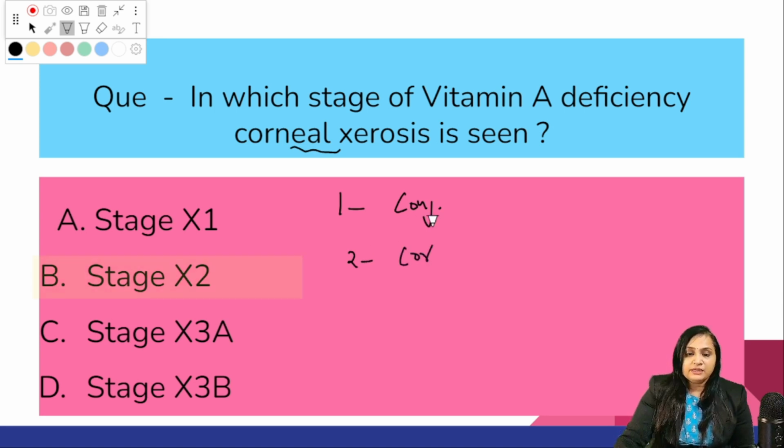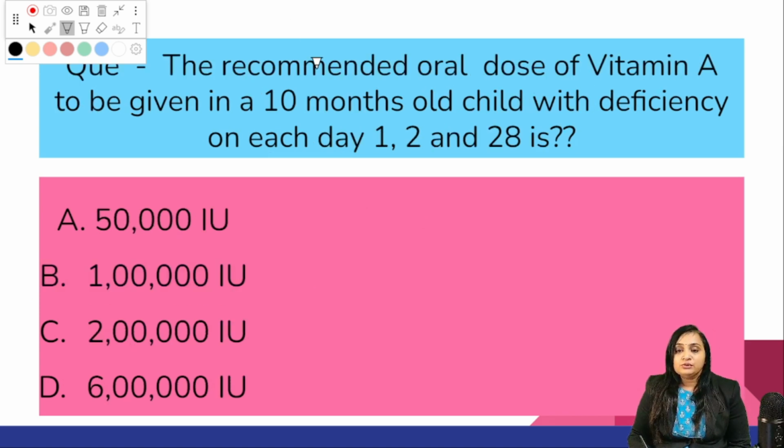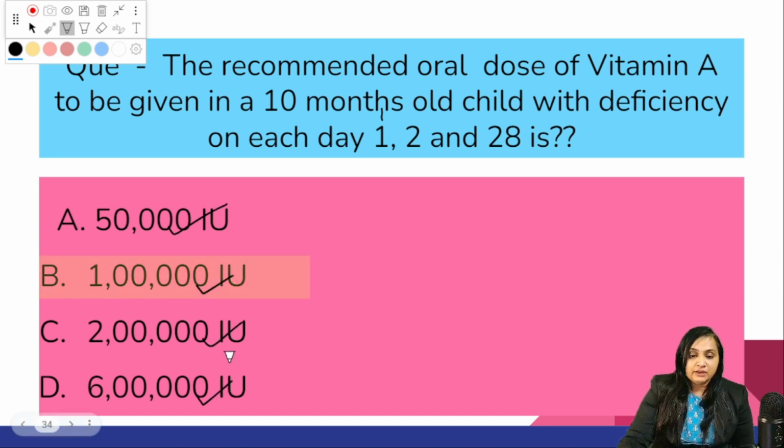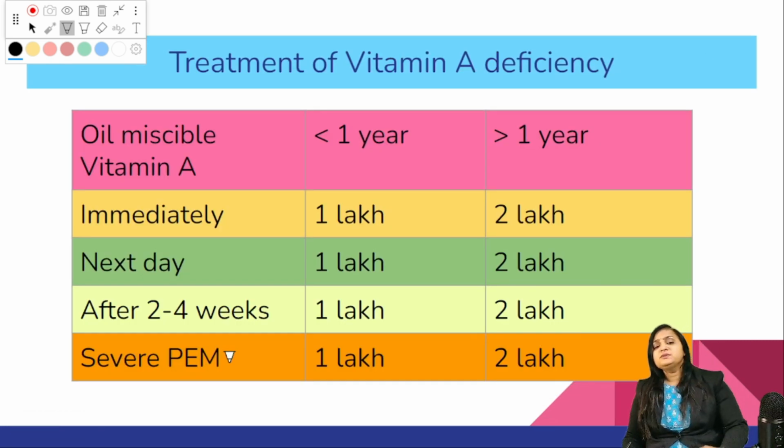So the correct answer is option B, stage X2. The recommended oral dose of vitamin A to be given in a 10-month-old child with deficiency on each day 1, 2 and 28 is: 50,000 IU, 1 lakh IU, 2 lakh IU, or 6 lakh. The correct answer is 1, and for this we need to remember this table.